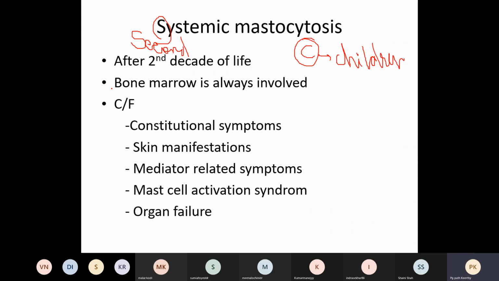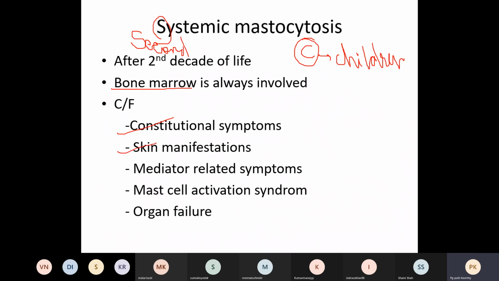So obviously, to call it systemic, it should always involve the bone marrow. If it is the bone marrow, you will have anemia, infections, thrombosis, platelet problems, all these things, because these malignant mast cells keep on proliferating and occupy your entire bone marrow, right? That's why you end up having these constitutional symptoms.